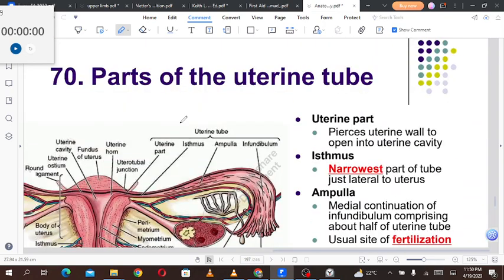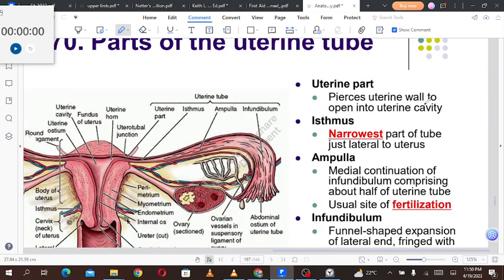So what are the parts of the uterine tube? The uterine tube pierces the uterine wall to open into the uterine cavity. The first part is the uterine part, also called the infundibular part. This is the uterine part that pierces the uterine wall to open into the uterine cavity. We are moving in this direction over here. So this is the uterine part, the first part.